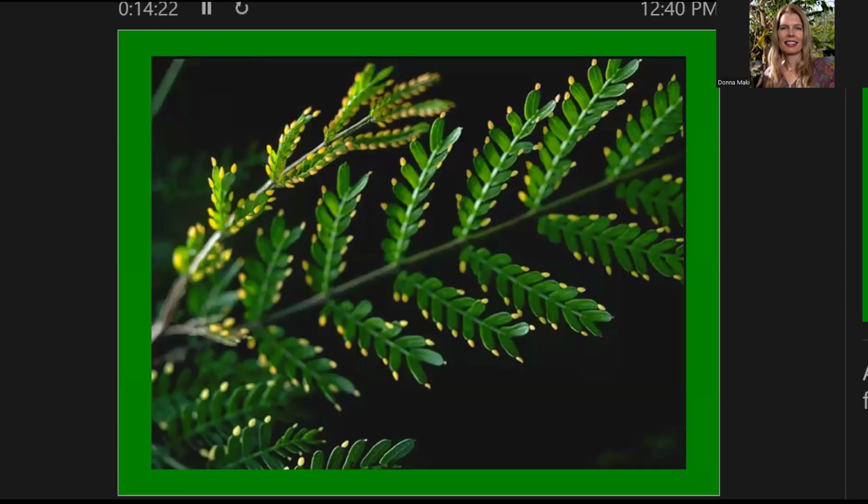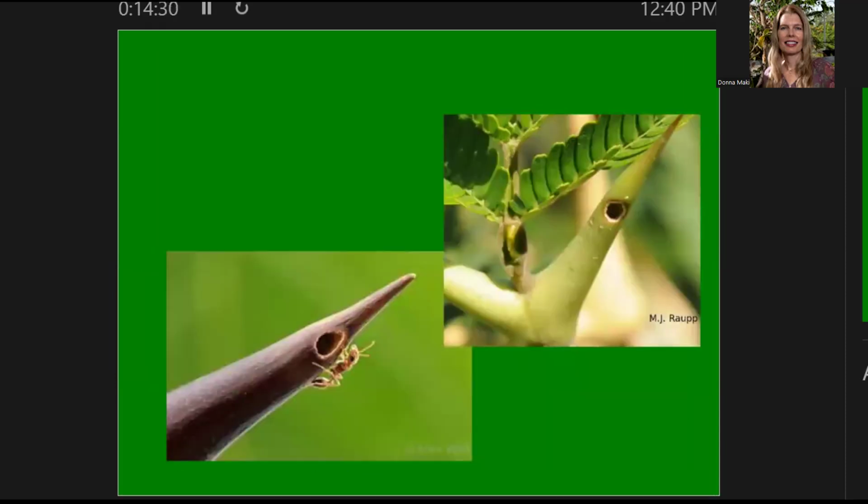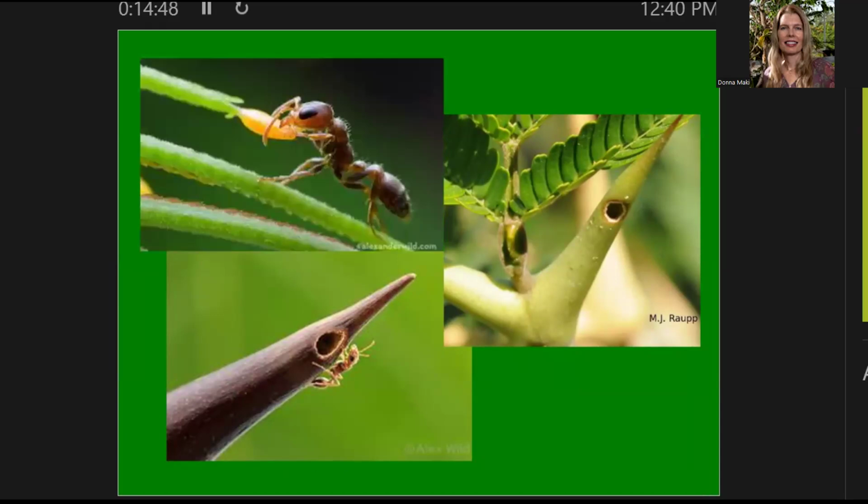Here, I think you can see all the yellow, those are called Beltian bodies. It's very rich in lipids, and it's a trick that a lot of acacia species do to lure ants: hey, come hang out with me. And the ants will form nests in some of the thorns, and then they'll patrol the acacia plant, keeping other insects off of it that are trying to chew the plant, and then they feed on the Beltian bodies as a reward.